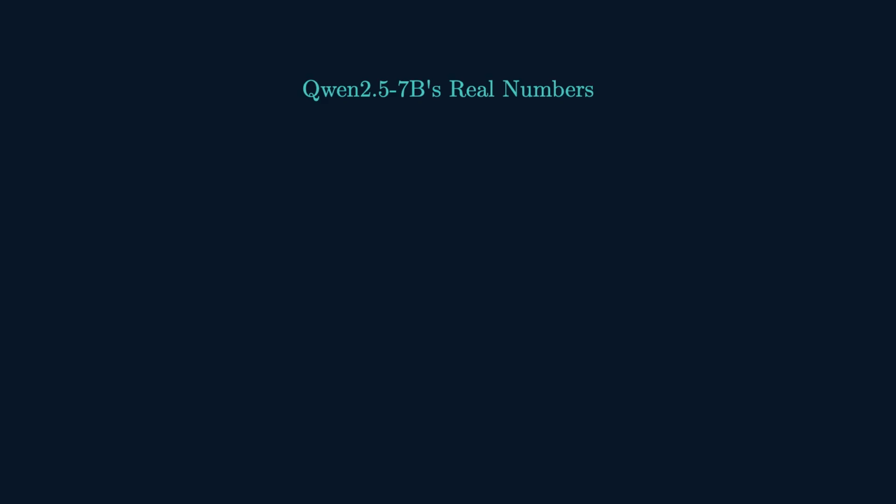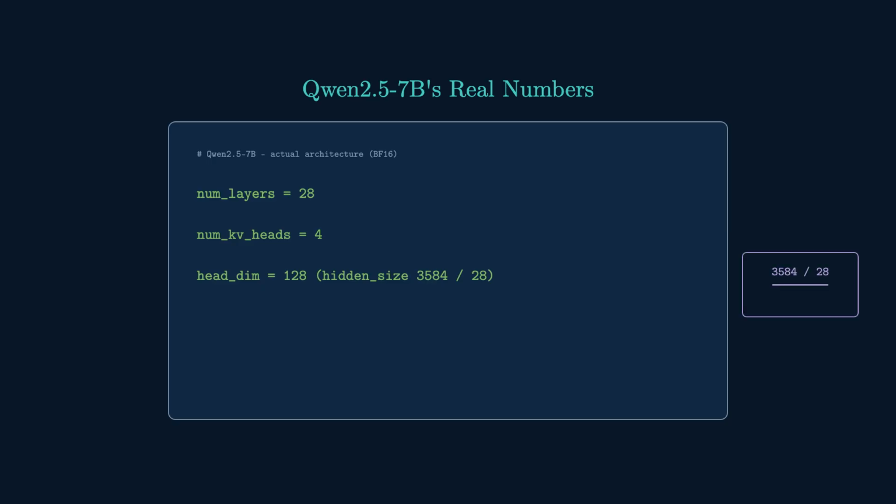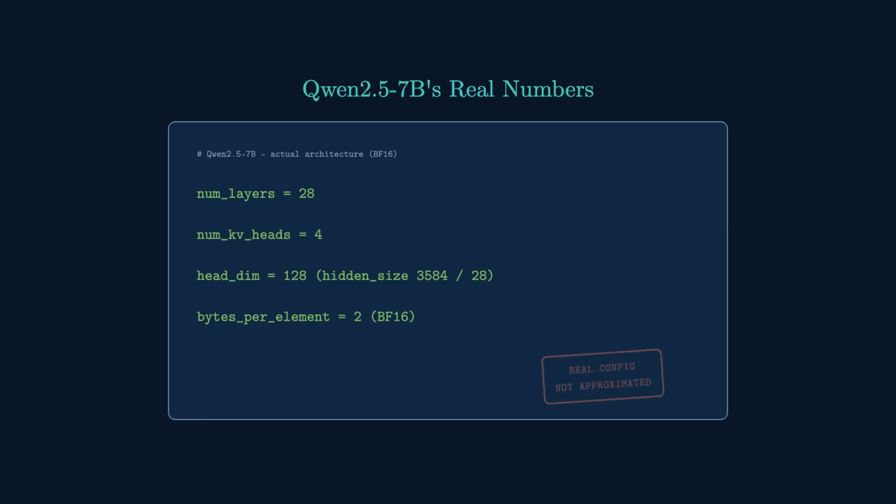Let's plug in real numbers. Qwen 2.5 7B, 28 layers. 4 KV heads. Head dimension of 128, that's a hidden size of 3584 divided across 28 attention heads. And 2 bytes per element, since we're in BF16. These aren't rounded off guesses. They come straight out of the model's config.